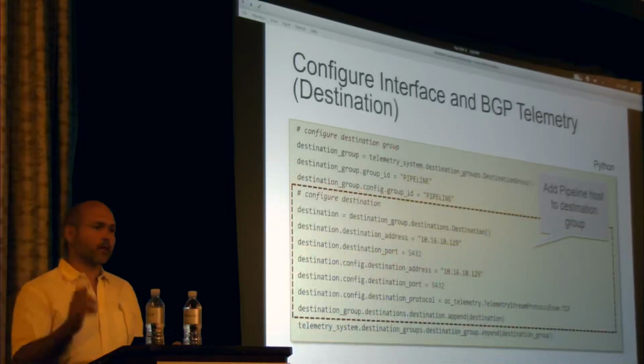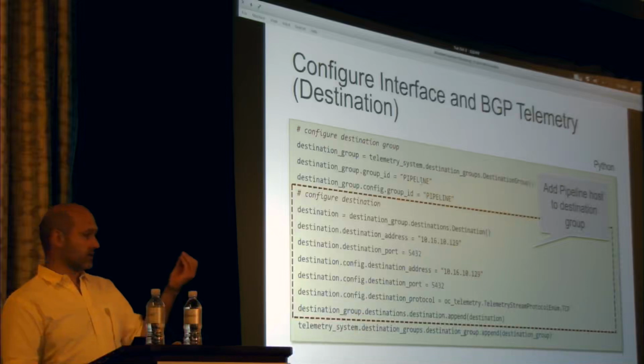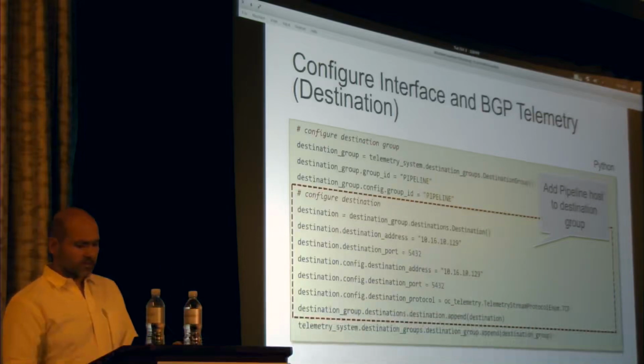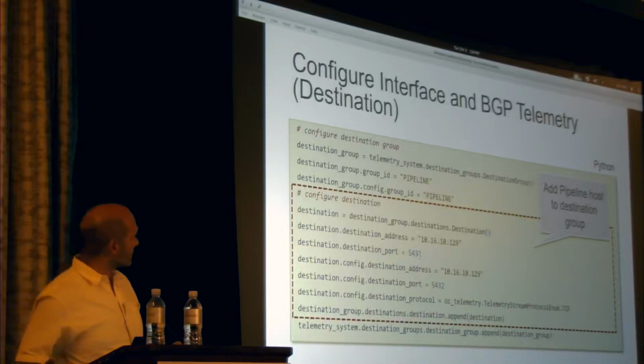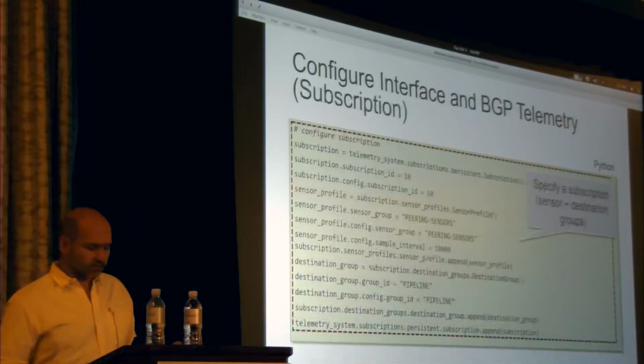All right, the second main component, the destination. In this case, I call a destination that is pipeline. Remember, pipeline is going to be the collector that is going to receive the stream data, convert it to JSON, and put it on the Kafka bus. So the destination is called pipeline, and this is the IP address and the port that is going to be used. In this case, the box is streaming the data in protocol buffer encoding, and it's using TCP transport, in case you care about the details.